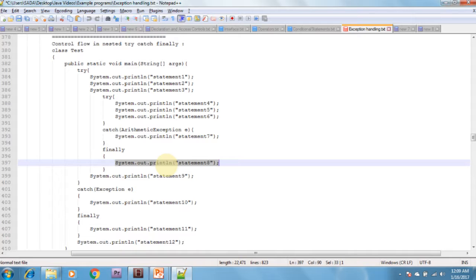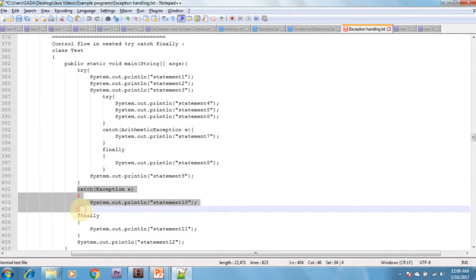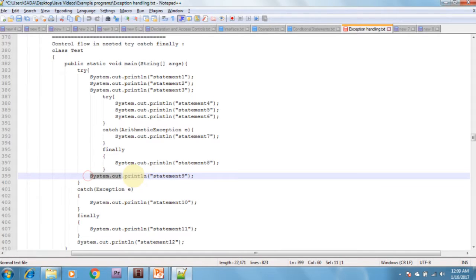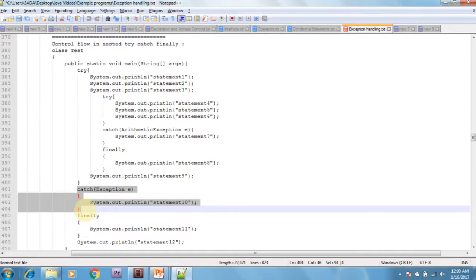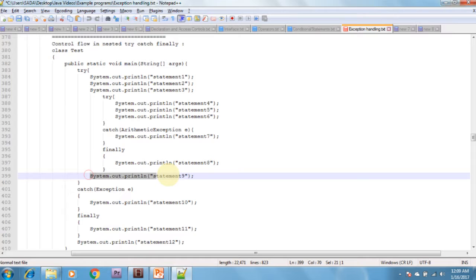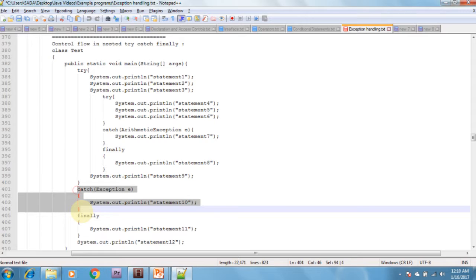Case number 10. If an exception is raised at statement 8 and the corresponding catch block is not matched, then it is the abnormal termination of the program. Case number 11. If an exception is raised at statement 9 and the corresponding catch block is matched, then it is a normal termination of the program. If an exception is raised at statement 9 and the corresponding catch block is not matched, then it is the abnormal termination of the program.